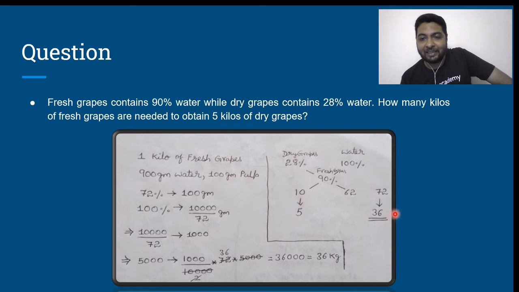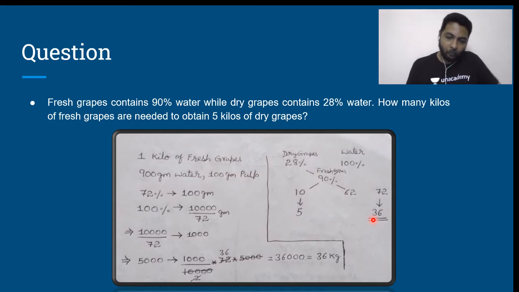So to get 5 kilos of dry grapes, I need 36 kilos of fresh grapes, because 5 is half of 10, and 36 is half of 72. Is that clear? Isn't it simple? Now, let us take another question.